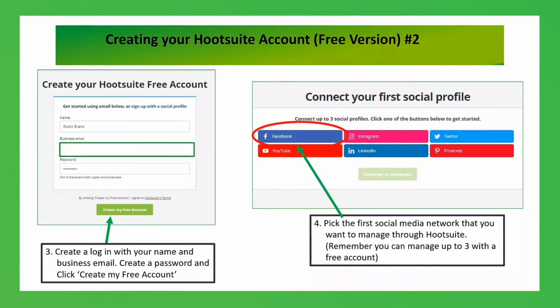Okay, so once you've done that, you can connect your first social profile. As Marina said, you can connect up to 3 social profiles with a free version of Hootsuite. So pick the first network that you'd like to manage through Hootsuite.